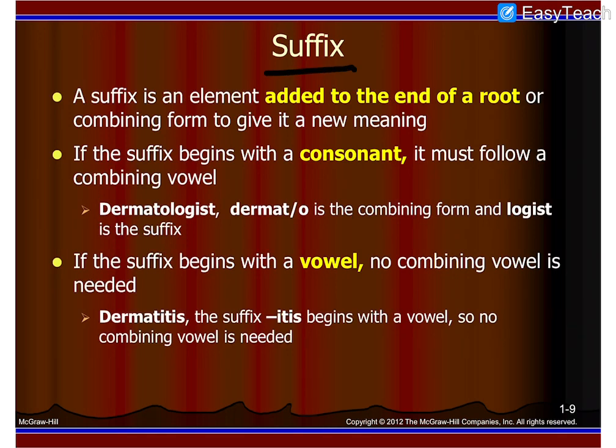Now, a suffix is an element added to the end of a root or a combining form, and it gives it a new meaning. If the suffix begins with a consonant, it must follow a combining vowel. For example, dermatologist. Dermat/o is the combining form, and logist is the suffix. If the suffix begins with a vowel, no combining vowel is needed. For example, dermatitis. The suffix itis begins with a vowel, so it does not need a combining vowel.